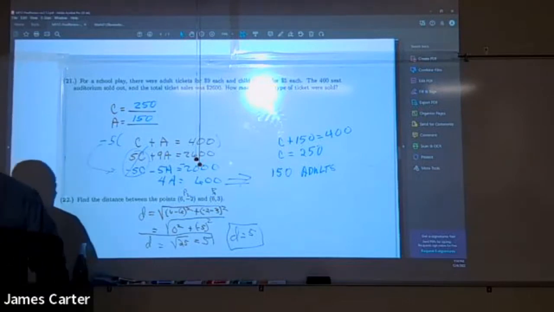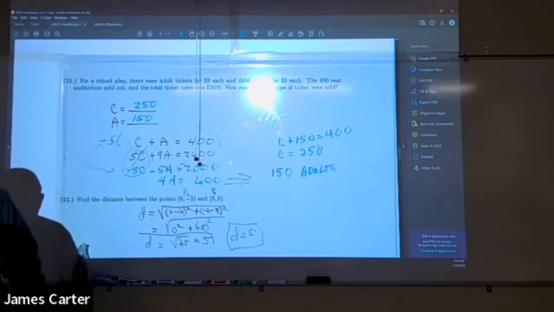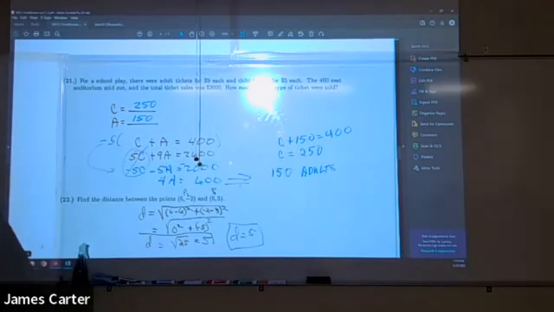Questions on either of these two? So this one, is this one of the ones where it doesn't matter which one is your P1 or P2? No, but it's easier if you do them left to right, left to right. You're much less likely to make a mistake if you do them left to right.